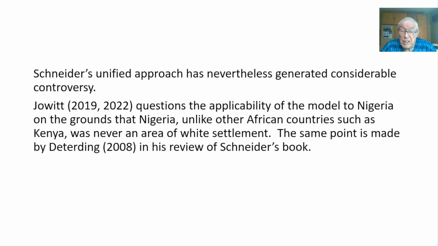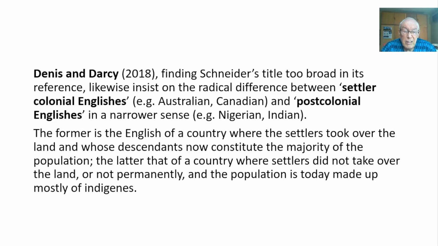Schneider's unified approach has nevertheless generated considerable controversy. Jowitt, 2022, questions the applicability of the model to Nigeria on the grounds that Nigeria, unlike other African countries, such as Kenya, was never an area of white settlement. The same point is made by Detterding, 2008, in his review of Schneider's book. Dennis and Darcy, 2018, finding Schneider's title too broad in its reference, likewise insist on the radical difference between settler colonial Englishes, for example, Australian and Canadian, and post-colonial Englishes in a narrower sense, for example, Nigerian, Indian.